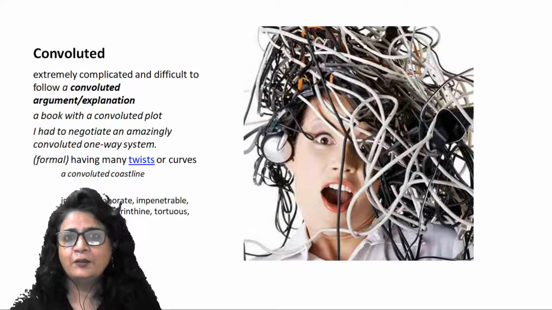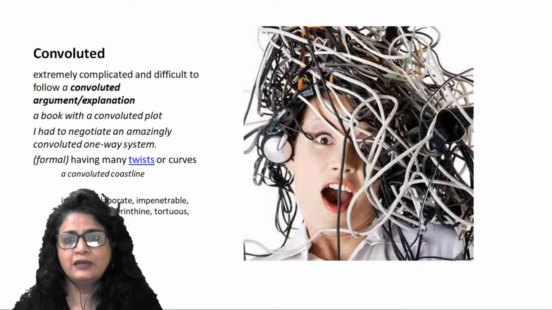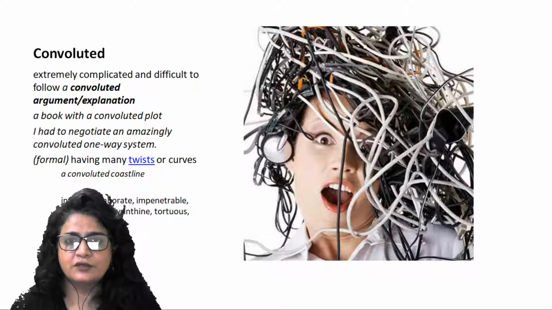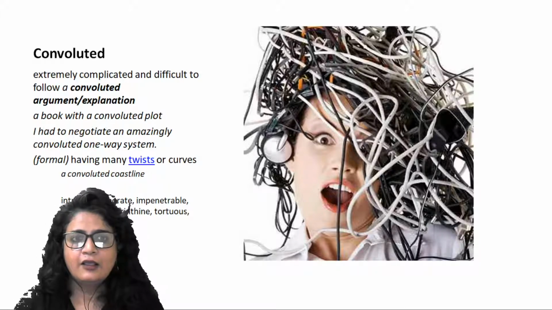All right, one more picture very quickly sums up this word convoluted. So you have all these words, all these wires intertwined with each other. It's such a maze, such a mess that you cannot disentangle them, right? So complicated is convoluted. It's next to impossible to disentangle all these wires and get a single strand. So extremely complicated and difficult to follow.